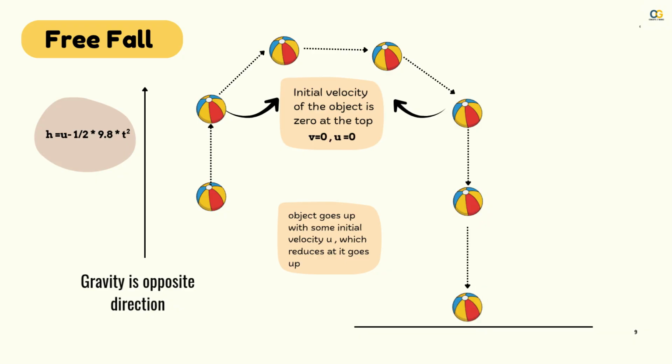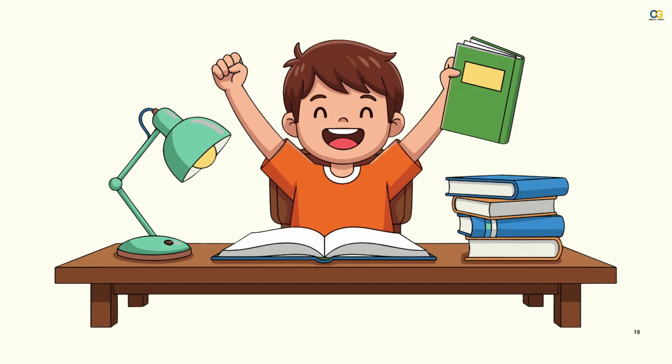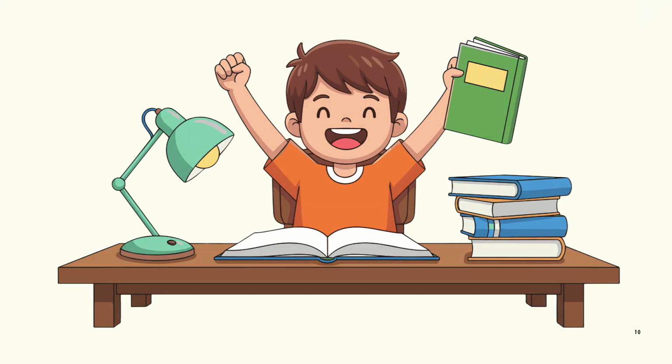After this point, the object follows the similar pattern of a free fall, where the gravity is in the same direction and the distance it covers in the next part would be h = ½ × 9.8 × t², and final velocity will be 9.8 × t. So remember that at the top, the final velocity of the upward motion and the initial velocity of the downward motion is 0. Hope this has solved all your questions regarding free fall.